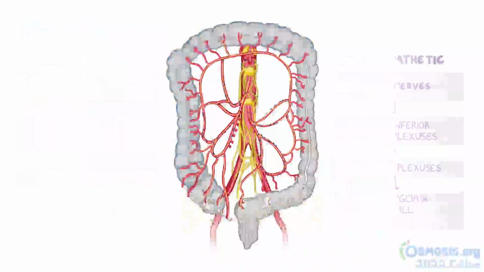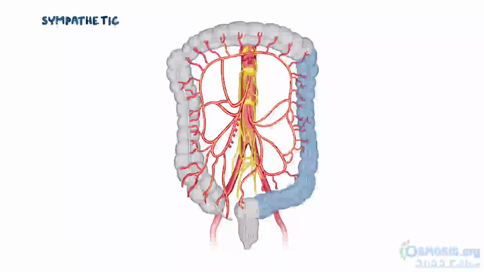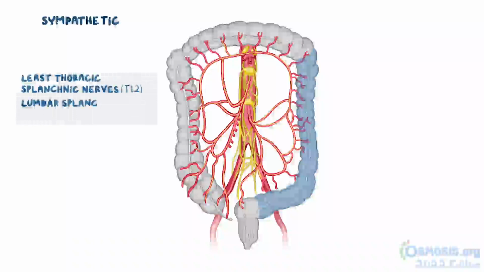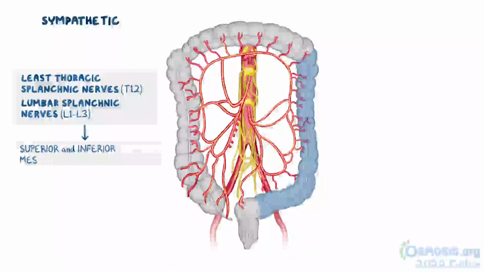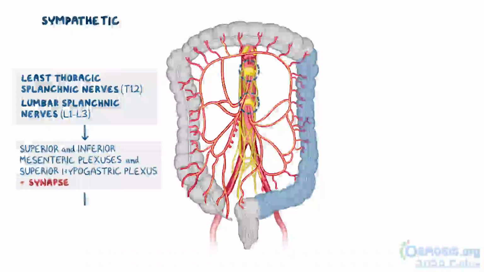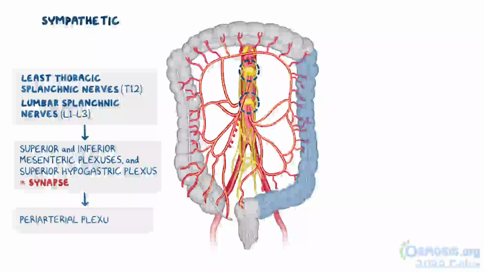For the descending and sigmoid colon, the sympathetic innervation is mainly from the least thoracic splanchnic nerves coming from T12, as well as the lumbar splanchnic nerves coming from L1 to L3, which all go on to travel through the superior and inferior mesenteric plexuses and superior hypogastric plexus, where they will synapse, with fibers eventually traveling through the periarterial plexuses before reaching their end destination.